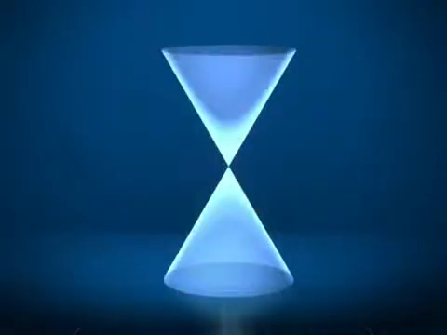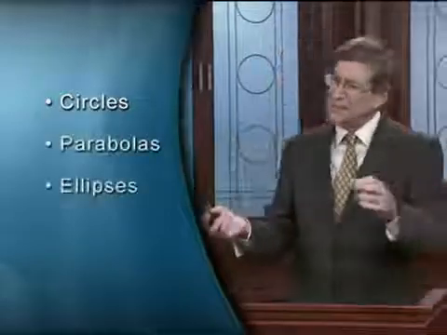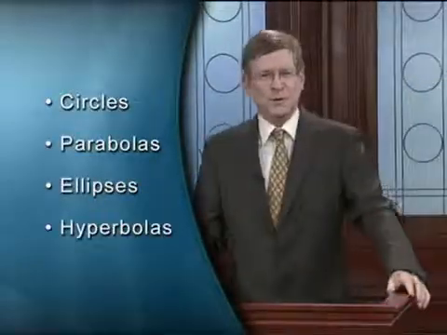And then you could also get some so-called uninteresting intersections. It might cut right across the vertex, and the intersection's a point. It could intersect in a line or in a pair of lines. We won't worry about those kinds of intersections. We're going to be talking about circles, parabolas, ellipses, and hyperbolas.